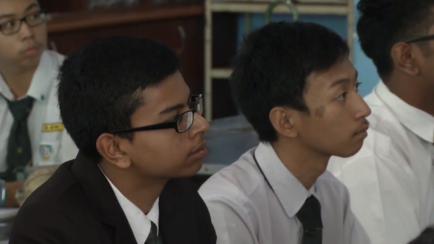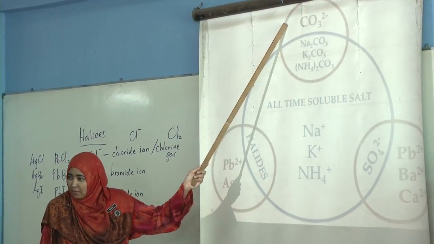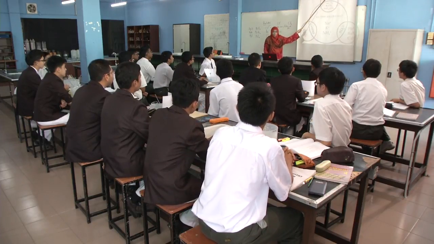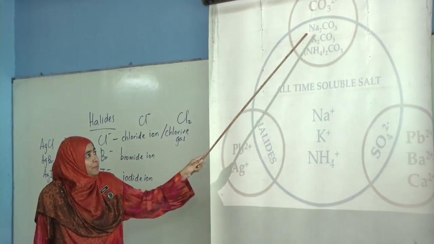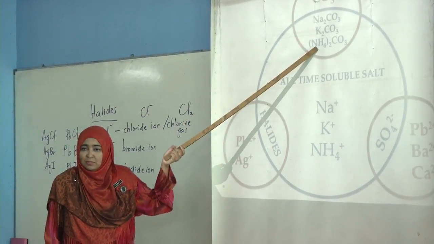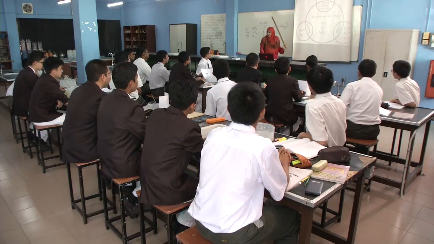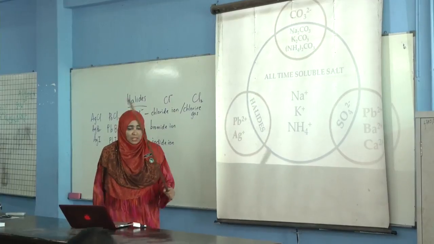And then we have, at the top here, carbonate. For carbonate, it falls in the red region. What does it mean? Insoluble. But not all carbonates are insoluble. We have three carbonates that are soluble: sodium, potassium, ammonium. Why are these three? All-time soluble salt. Okay, clear? Alright.